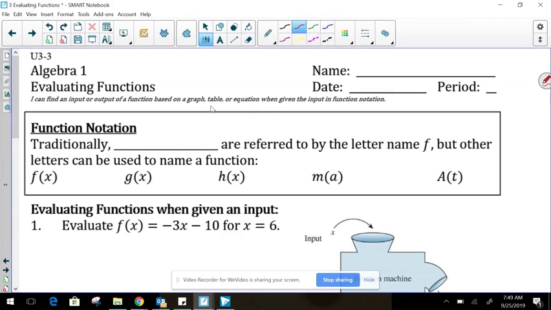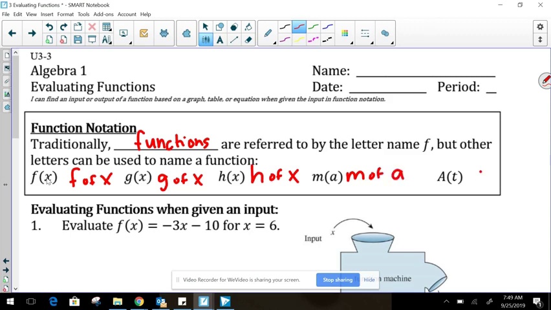So traditionally, functions are referred to by the letter f, but other letters can be used. So you see here, you could say f of x. This parenthesis means "of." So f of x, g of x. That's how you say it out loud when you read it. h of x, m of a, and then A of t. Whatever letter's there, it's not a big deal. It's just using a different variable.